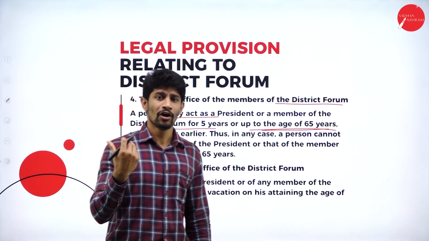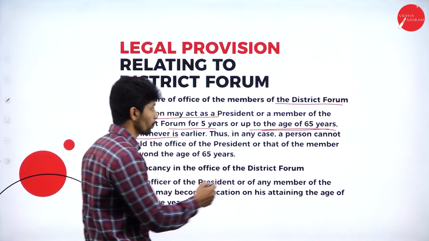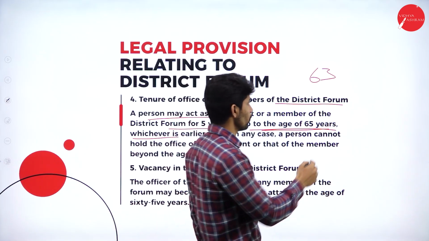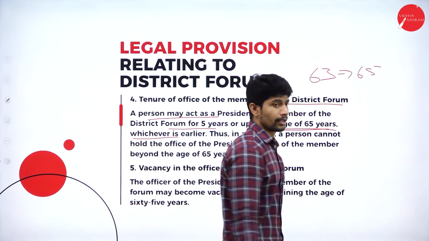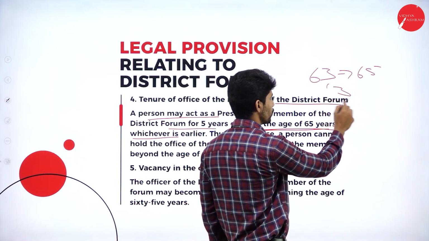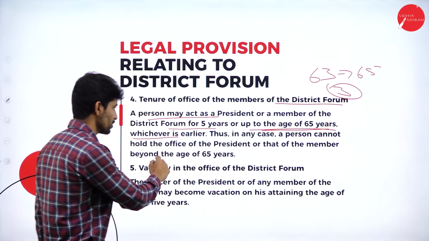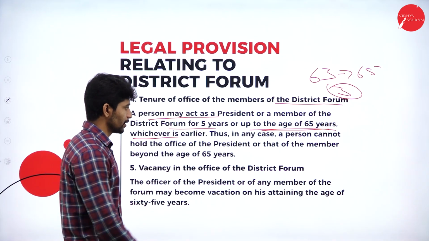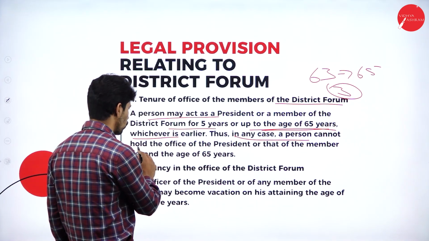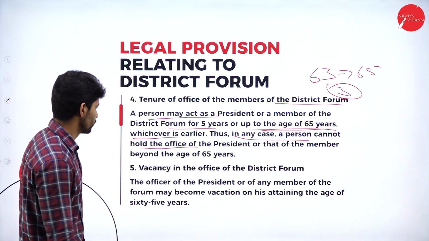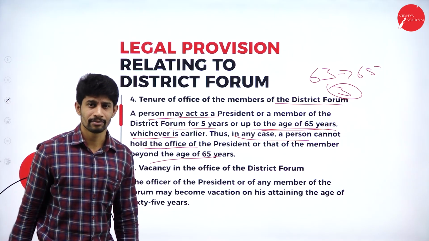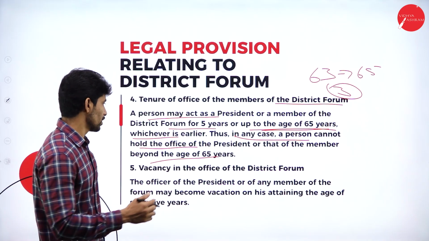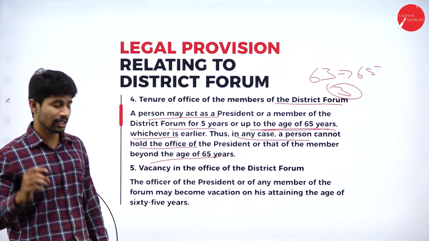For example, if you are appointed at the age of 63, you will complete 65 in the next 3 years. So your service duration is 3 years. That is why it is whichever is earlier, 5 years or up to the age of 65 years. Thus, in any case, a person cannot hold the office of the president or that of the member beyond the age of 65 years. That means the maximum age to serve is 65 years. So after 65 years, he cannot hold the office of district forum.